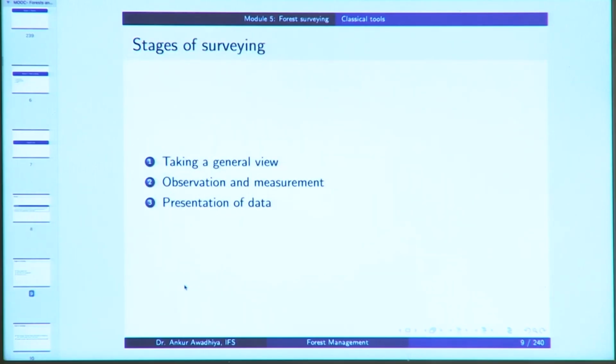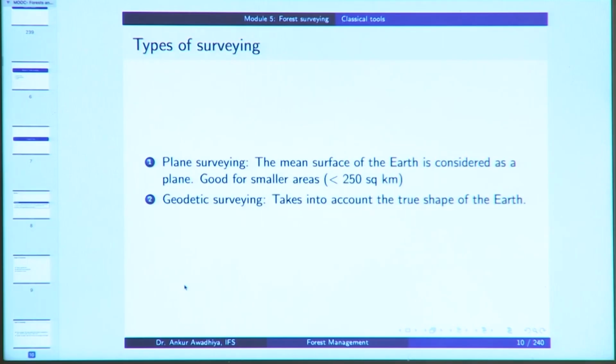There are 3 stages of surveying: taking a general view or the reconnaissance survey, observation and measurement, and presentation of data. Then we saw that there are 2 types of surveying: plane surveying, when you take the surface of the earth to be a flat plane, and this approximation is generally true when you are surveying smaller areas less than 250 square kilometers in size. If you have larger areas, then you have to take care of the curvature of the earth, the true shape of the earth, which is a geoid, and in this case it is known as geodetic surveying.